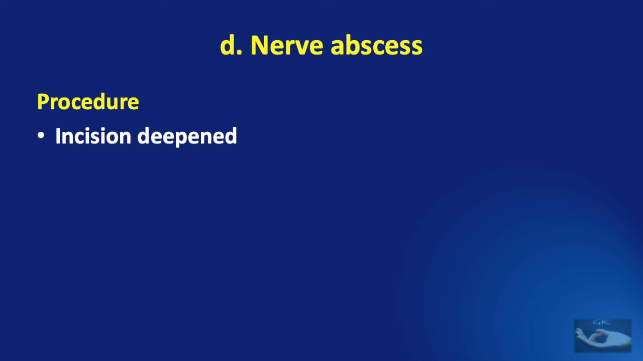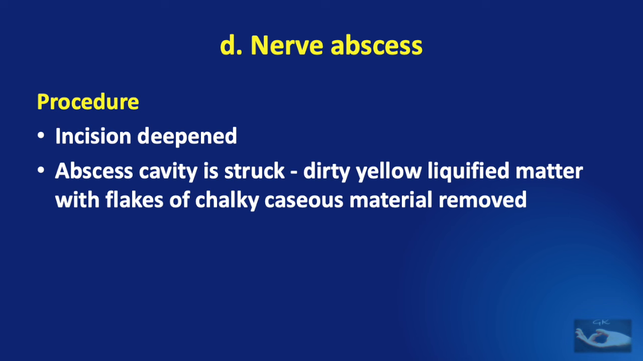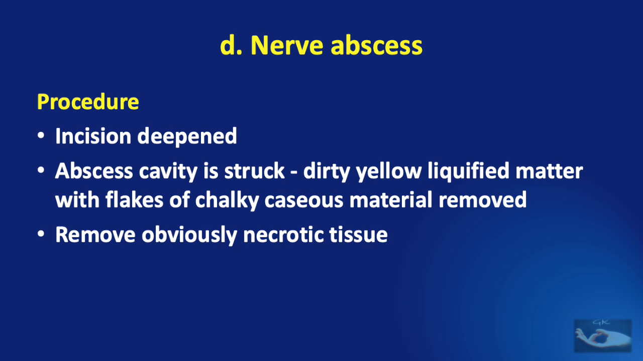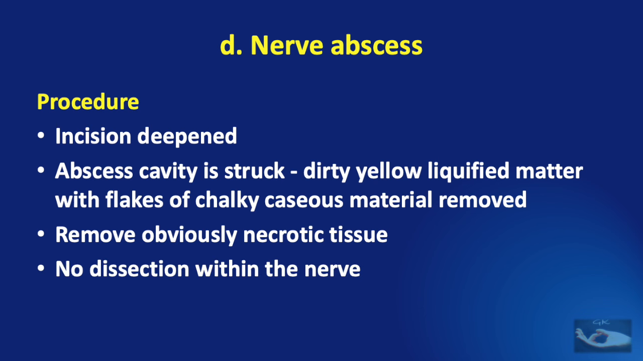The incision is then deepened, and when the abscess cavity is struck, dirty yellow liquefied matter with flakes of chalky caseous material is removed. We also need to remove any obviously necrotic tissue, and we should stop with that and do no further dissection within the nerve. This is followed with a skin closure.